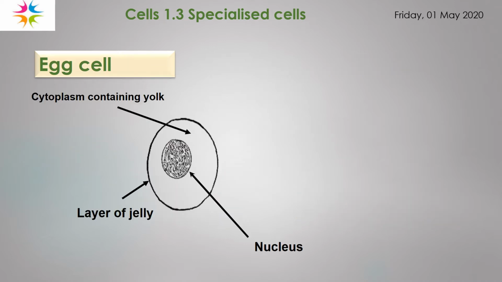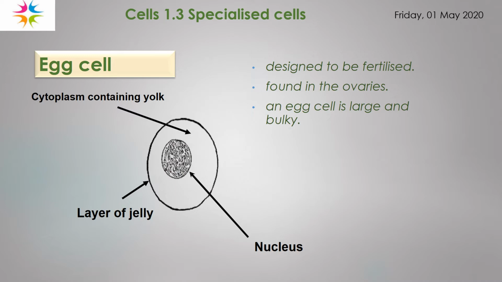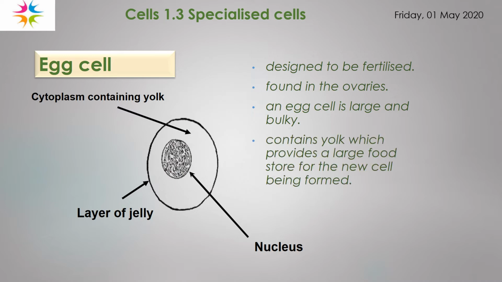Now we'll look at an egg cell. So they've mentioned 3 parts: a layer of jelly, the nucleus, and the cytoplasm which contains the yolk. An egg cell is designed to be fertilized. It's found in ovaries. The egg cell is large and bulky, and it contains the yolk, which provides a large food store for the new cell being formed.